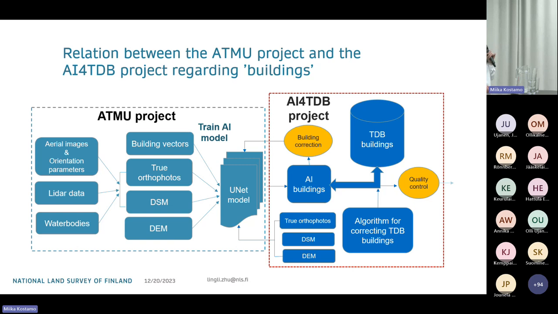So that was the Autumn project regarding the buildings. We trained a UNet model to be used in the AI4TDB project. During the AI4TDB project, we used the orthophotos, DSM and the DEM to make predictions from the UNet model and to get the AI buildings. And those buildings have been checked together with the orthophotos and used to make building corrections.